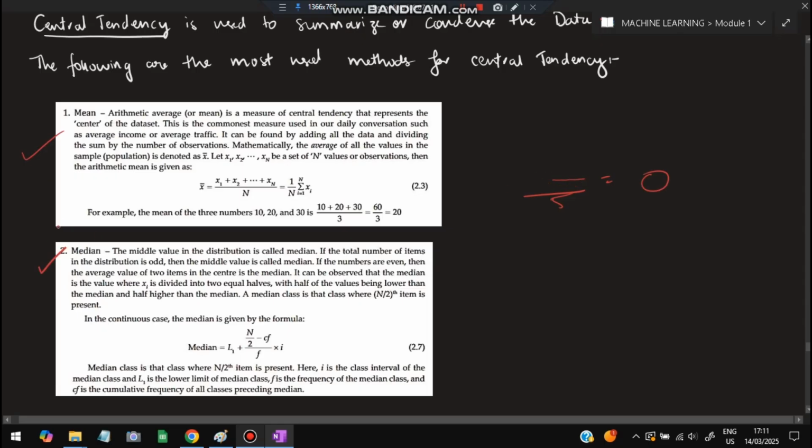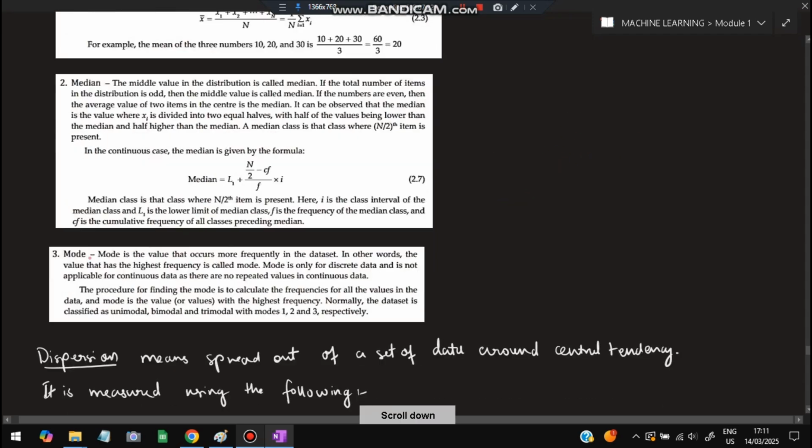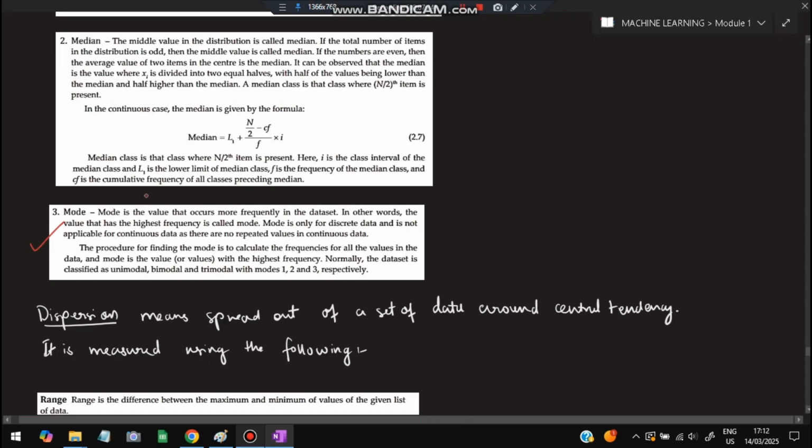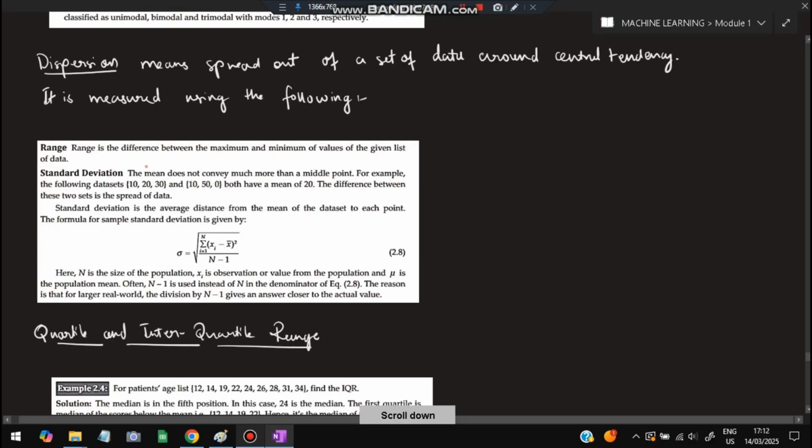Next is the median. Median means what? The numbers and the items are present here. If you arrange them in increasing order, you'll get the middle value, that is called the median. And mode means how many times a particular thing has appeared, that is called the mode. Okay, frequency. And dispersion means how the data is spread around the central tendency.